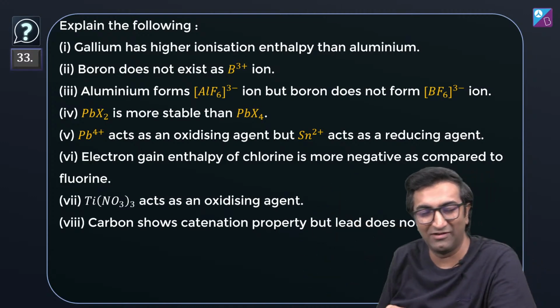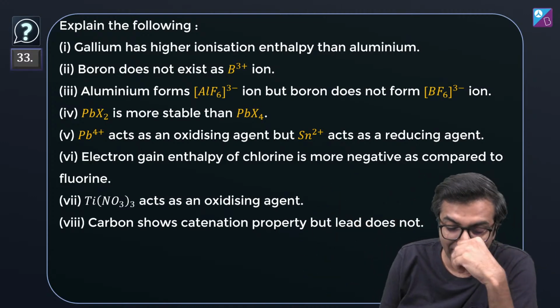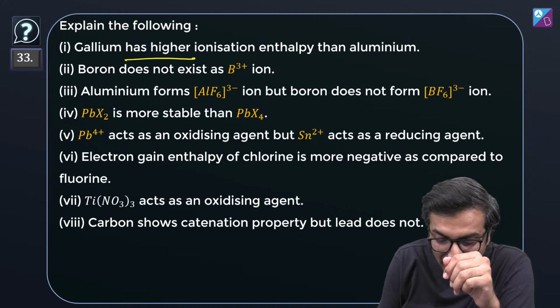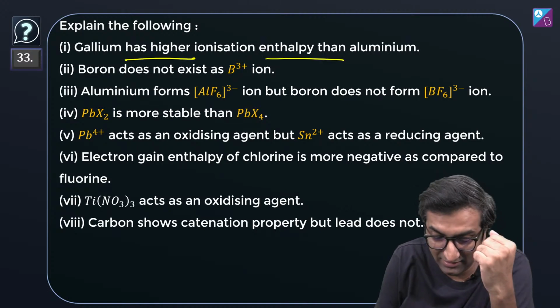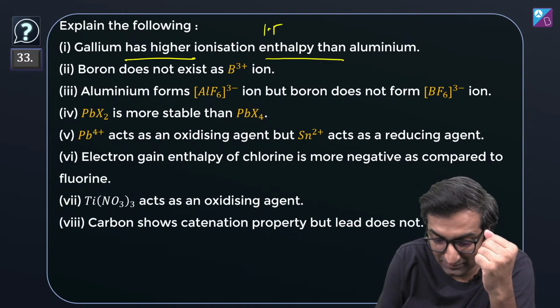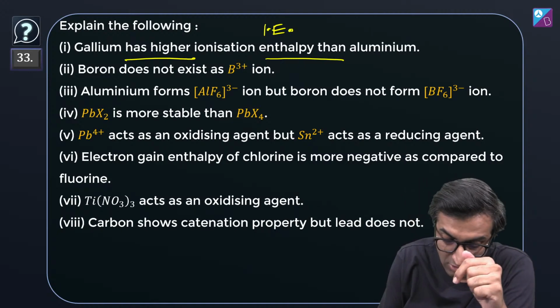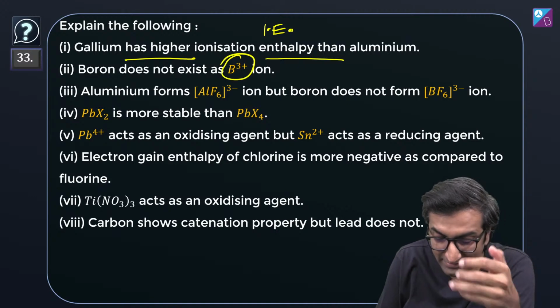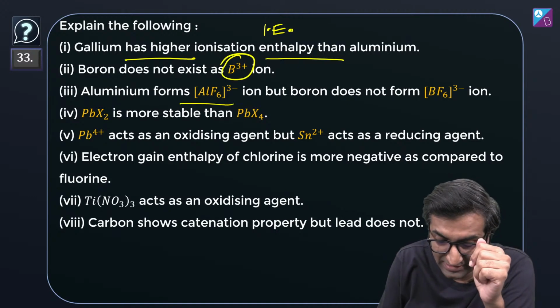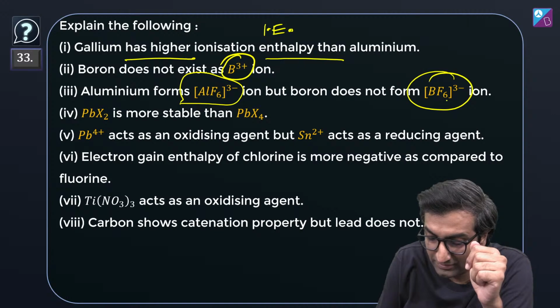वन शॉट बोलते हैं ना तुमको टीचर्स, तुम लोगों को बहुत पसंद है. Explain the following. Gallium has higher ionization enthalpy than aluminium. Higher ionization enthalpy, मतलब it is harder to remove electron as compared to aluminium. Boron does not exist in B3 plus ion. ये तो simple है. Aluminium forms AlF6 3 minus, but boron does not form BF6 3 minus.